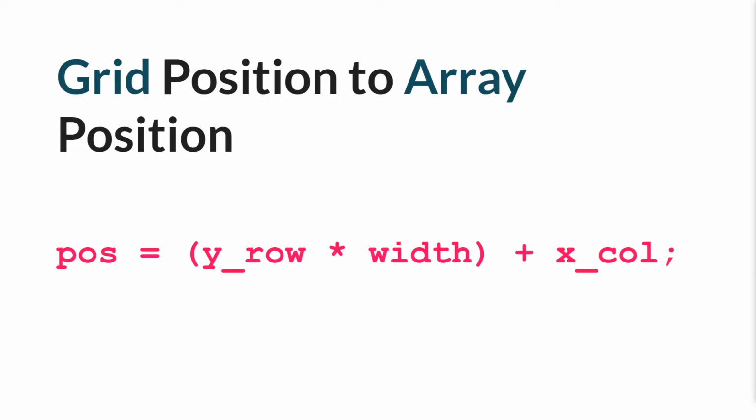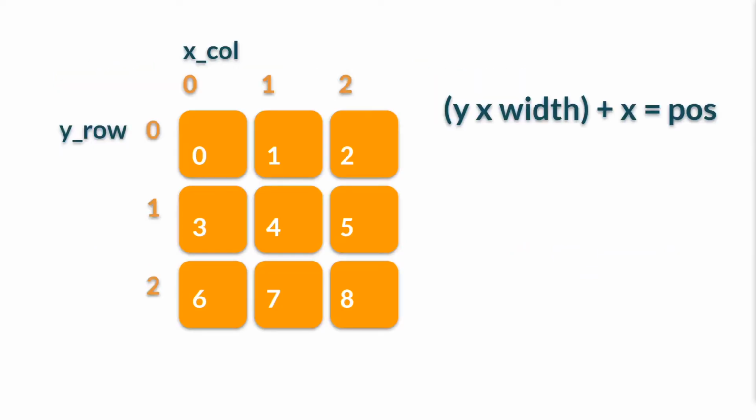All right. So to convert a grid position to an array position, you need the Y or row value times the width plus the X or column value. And again, we can see an example of this where Y times width plus X equals our position in the array. So if we want to figure out what this position in the grid is in the array, where Y is 0, X is 2, we would say 0 times 3, which is 0, plus 2, which would equal 2.